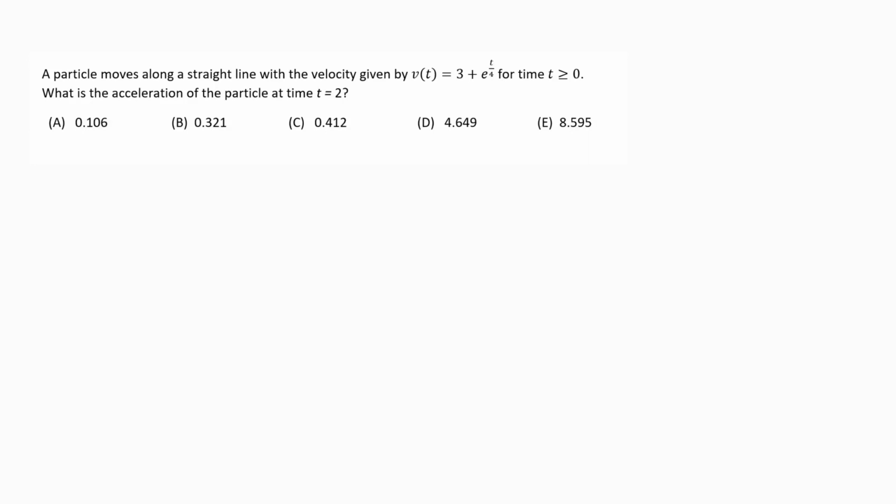This is a classic example of a physics problem from a calc test, right? We've got our little particle here that's moving along some straight line, and we're being told that the velocity of that particle is given by this equation right here. Then the question itself actually wants to know what is the acceleration of the particle at time t equals 2.